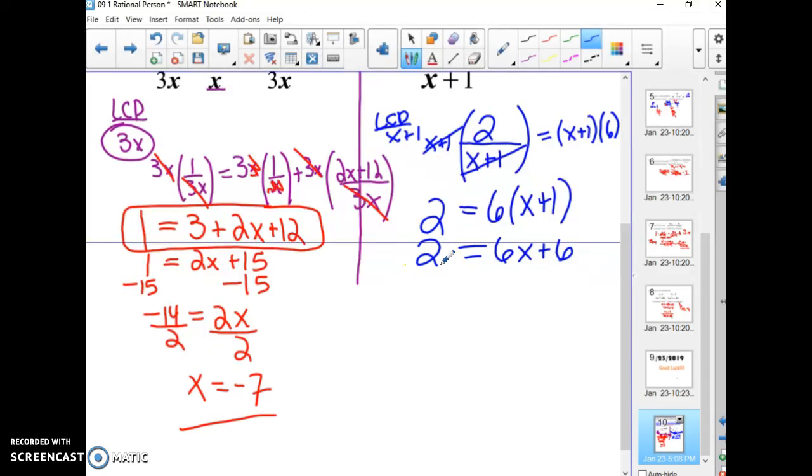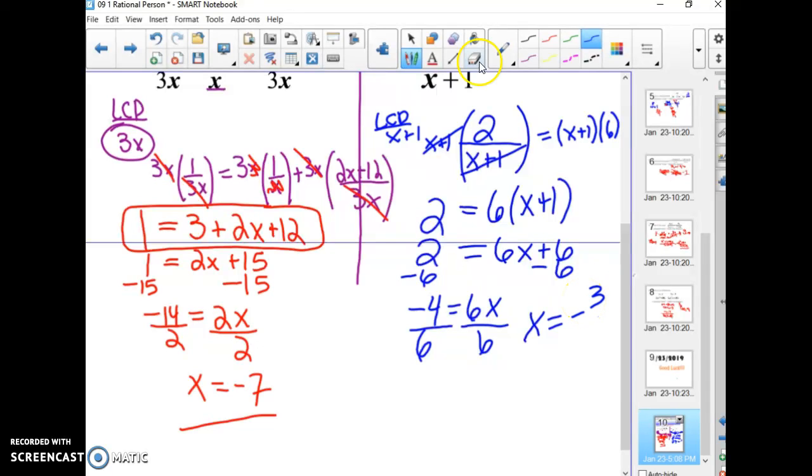I have a nice beautiful equation. I'm going to subtract 6 from both sides. That gives me negative 4 is equal to 6x. Divide both sides by 6. So x is equal to negative 3.